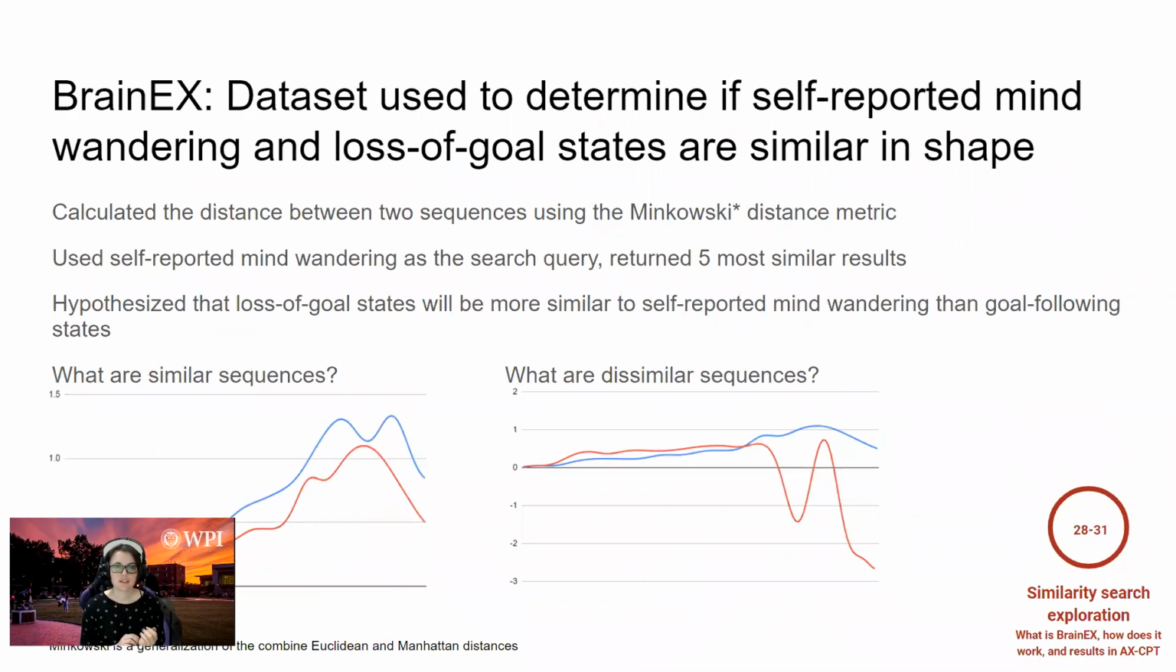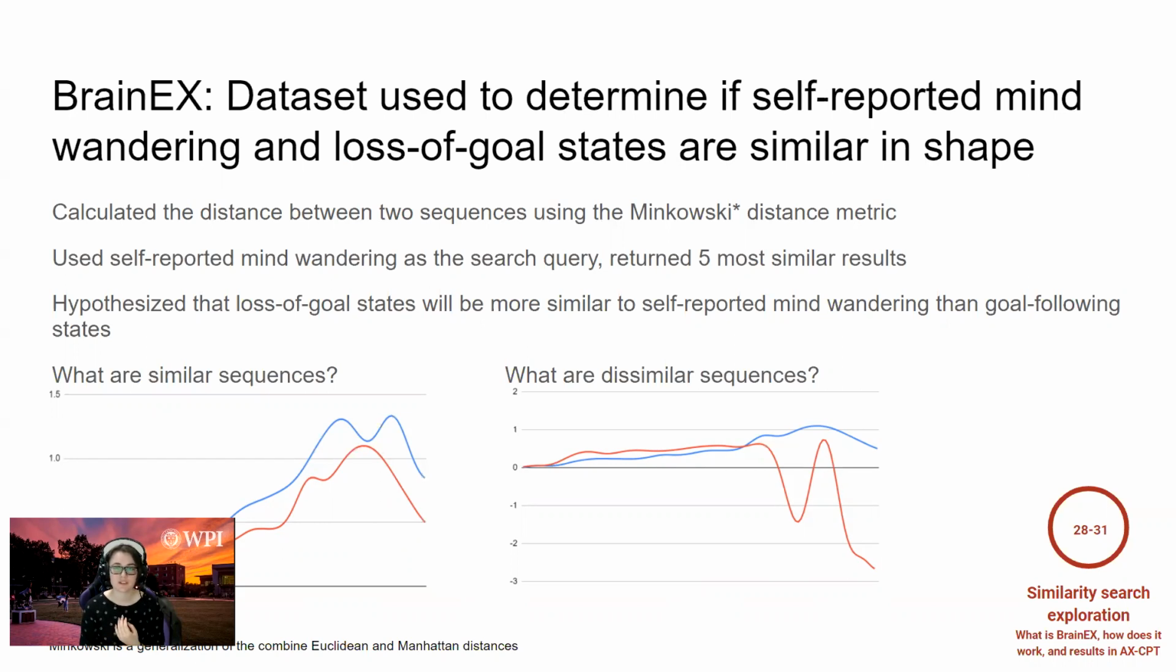So the data set used to determine if self-reported mind wandering and the loss of goal state are similar in shape. This is just what did our data set look like that we fed into the system to figure out what was similar and what wasn't similar. We calculated the distance between the two sequences using Minkowski distance metric, which is a combination of Euclidean and Manhattan distances. We had self-reported mind wandering as our search query, and we wanted the 5 most similar results.